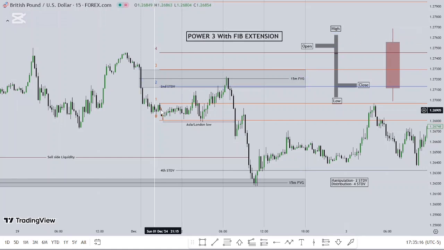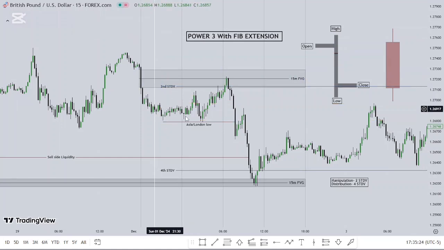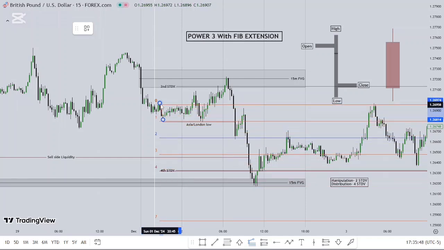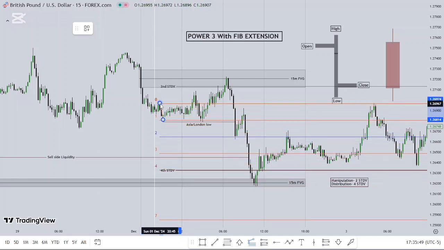Then it's gonna distribute lower, and I'll just remove this because I already marked the second standard deviation here. And to find the actual bias on how far the price is willing to go for the actual day, you're gonna click from, remember, 8 p.m. to 00 GMT, the highest high and the lowest low. So this is the high and this is the low. You click again, then you drag back where you started, and this is the actual deviation. So the manipulation is going to be a second standard deviation, which is accompanied by a fair value gap above. Then the distribution is a fourth standard deviation that's accompanied with the 15 minutes fair value gap also.